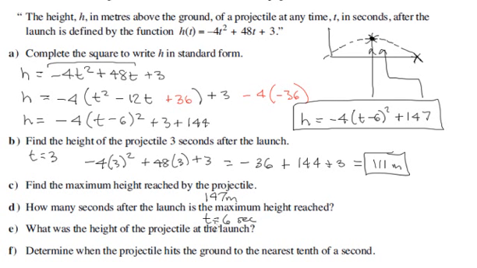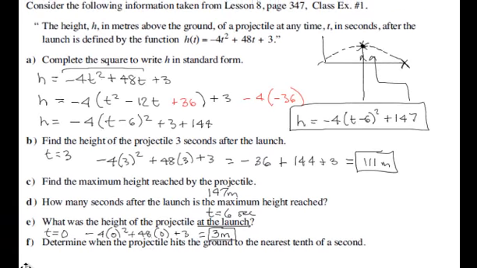What was the height of the projectile at launch? At launch, meaning just when the engine fires or just when this projectile is shot, nothing's happened yet, so there is no time, meaning we can plug 0 into this expression. We get minus 4t squared plus 48t plus 3, which is 0 plus 0 plus 3 is 3 meters. In other words, that's the y-intercept for this function, and it tells us where we were at the very beginning.